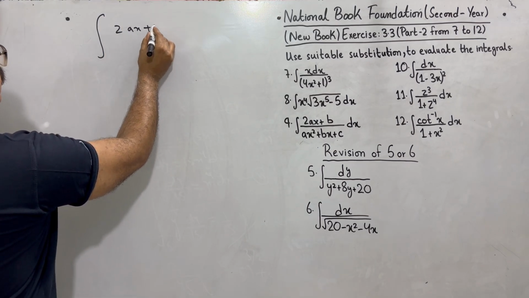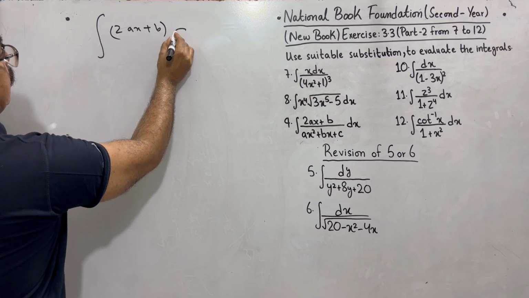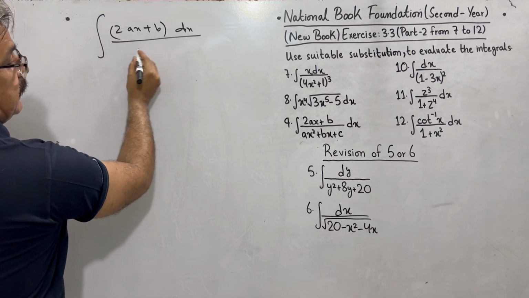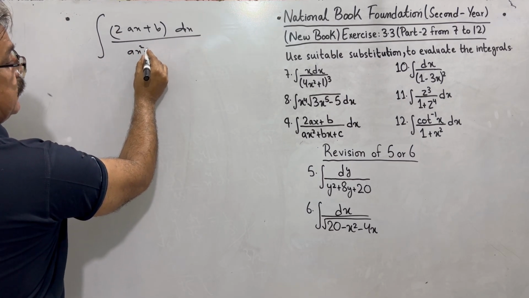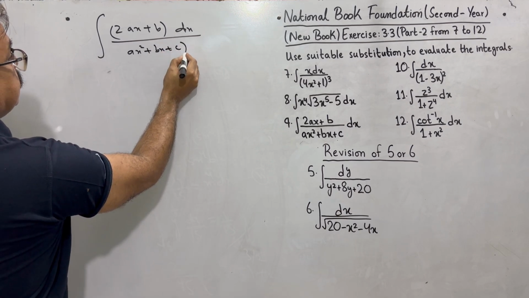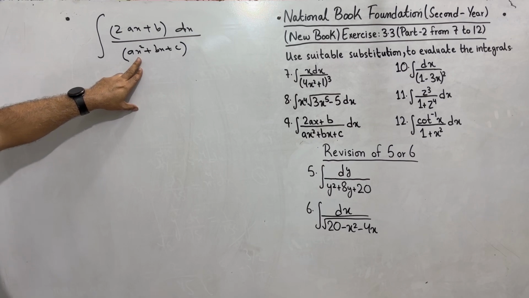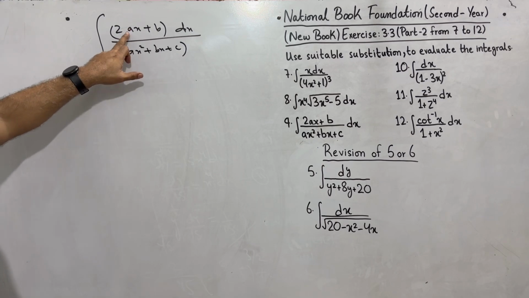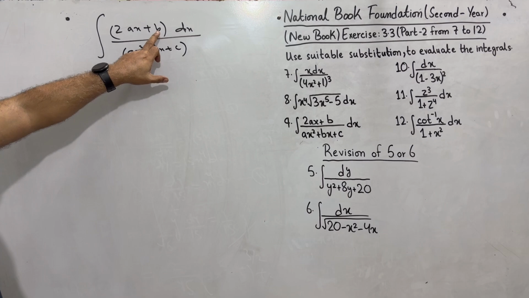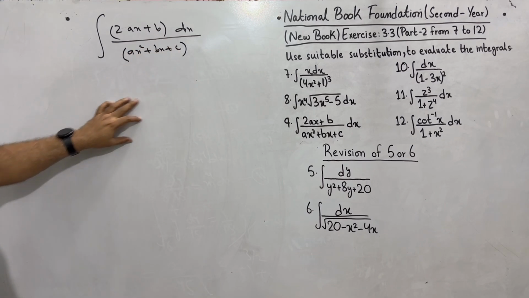That is the integral of 2x plus b, overall times dx, divided by ax square plus bx plus c. Function derivative. Differentiation of ax square is 2 times ax, that's present here. Differentiation of bx is only b. Differentiation of a constant is 0.